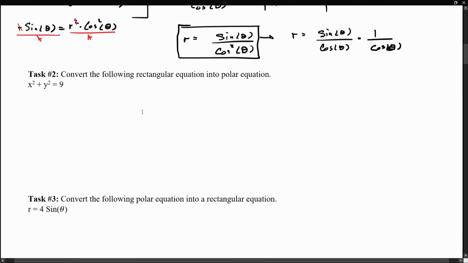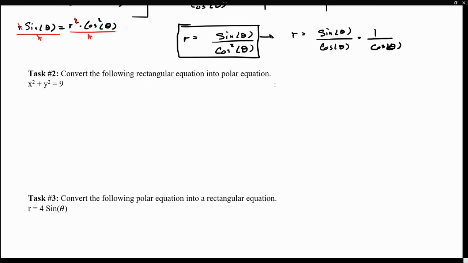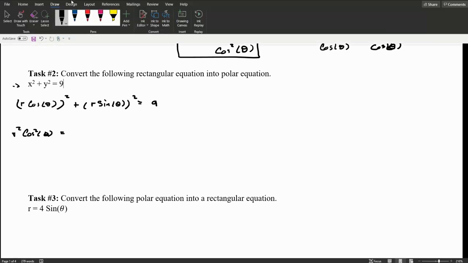Let's continue and take a look at a couple more examples. We still want to do the same task: here is an equation written in Cartesian form, and we want to write it in polar form. Let's use the same approach. X, let's write it in terms of its polar representation, which is r cosine theta. Y, let's write it in terms of its representation in polar. And 9 is 9, so there's nothing to change there. Okay, so let's simplify this. R cosine to the second is equivalent to r squared cosine squared.